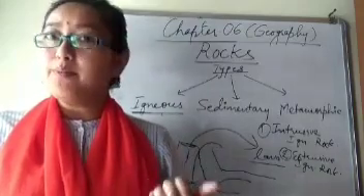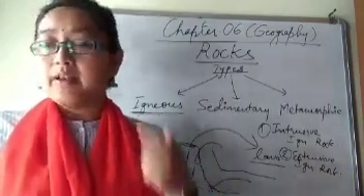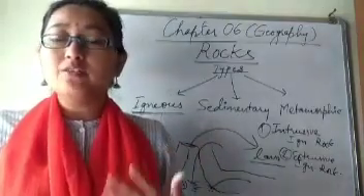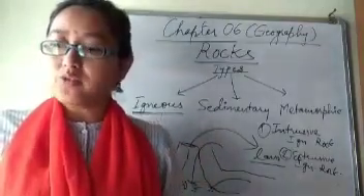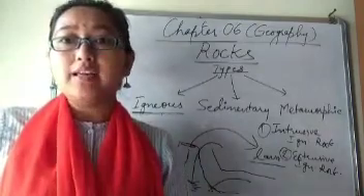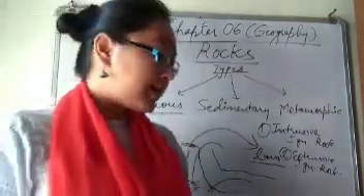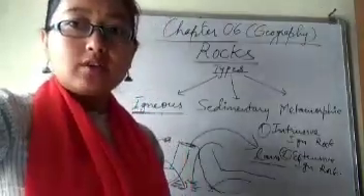Okay, so they are hard, massive and impervious. And no fossils found, no layers, that means no fossils found, right? So these are the characteristics of igneous rocks. So let's move to the next type of rock, that is sedimentary rocks.